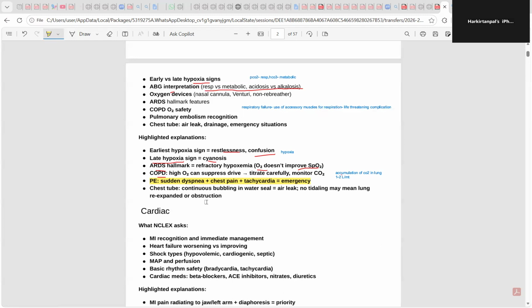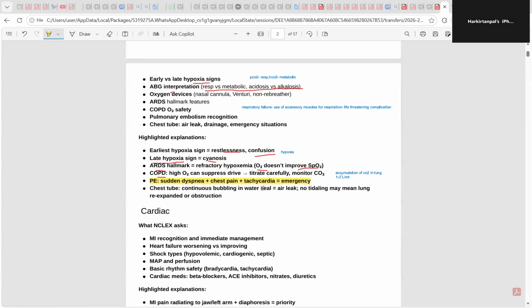So how can we identify the complicated stage? If the client is having sudden dyspnea and stabbing chest pain with tachycardia, all three symptoms indicate pulmonary embolism. It is a life-threatening emergency. And the chest tube is also very important.